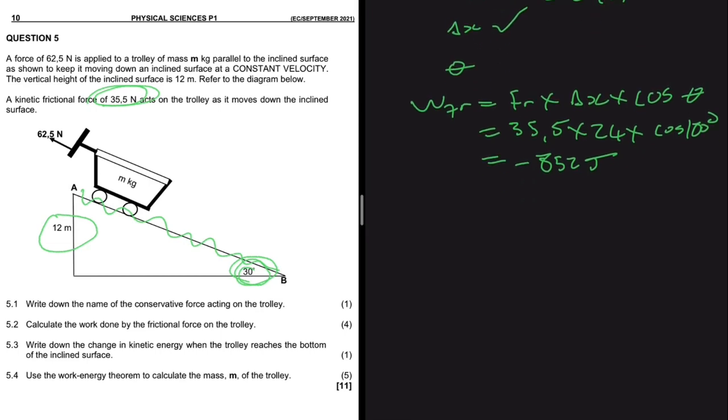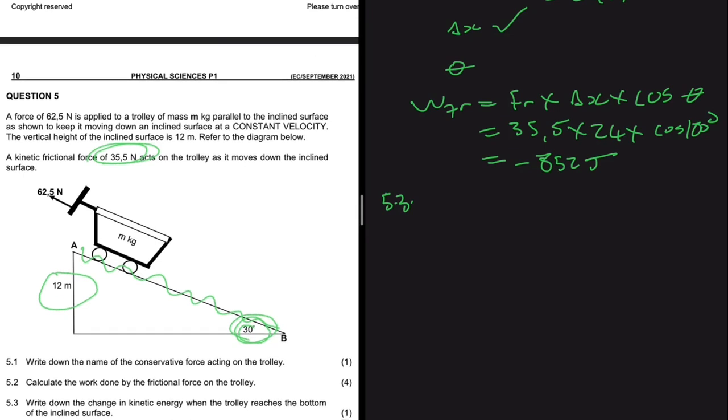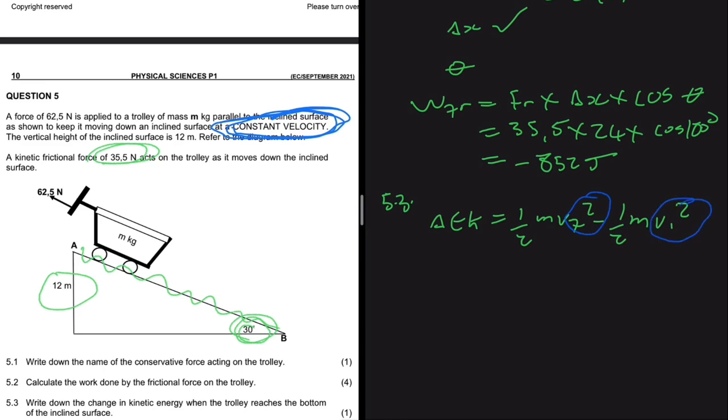And then now let's do 5.3. 5.3 says write down the change in kinetic energy when the trolley reaches the bottom of the inclined surface. Let's go back to our statement again. We have constant velocity here, right? We know that the change in the kinetic energy is equals to a half mass Vf squared minus a half mass Vi squared. If we are moving at constant velocity, then Vf squared is equals to Vi squared. So the change in kinetic energy should be equals to 0 joules, right?